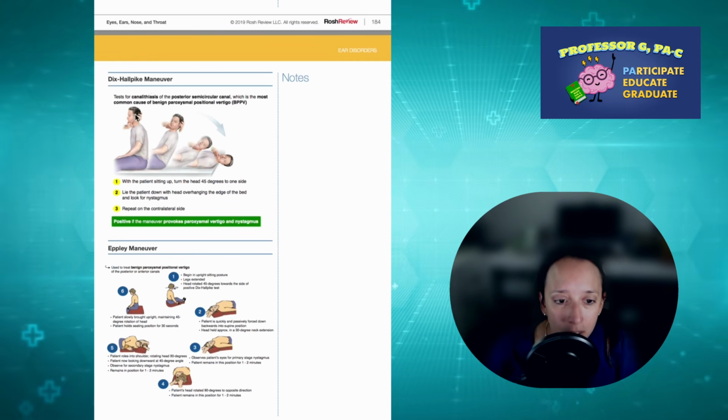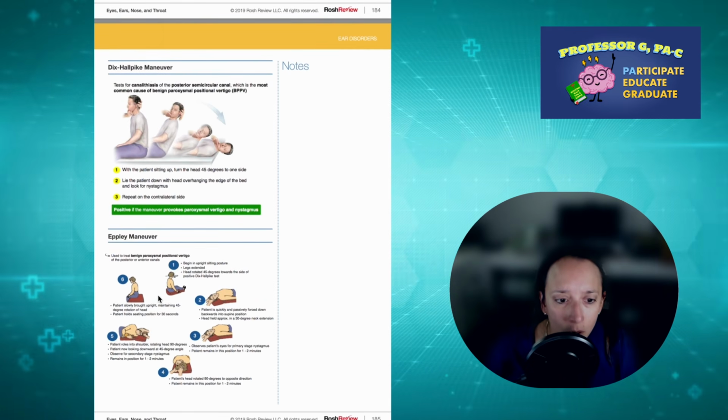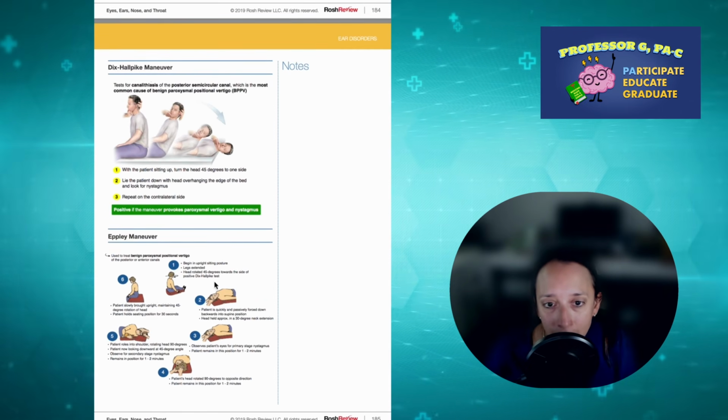Here's the Dix-Hallpike maneuver. Make sure you know the difference between the Dix-Hallpike and the Epley and how they would be described in a vignette.